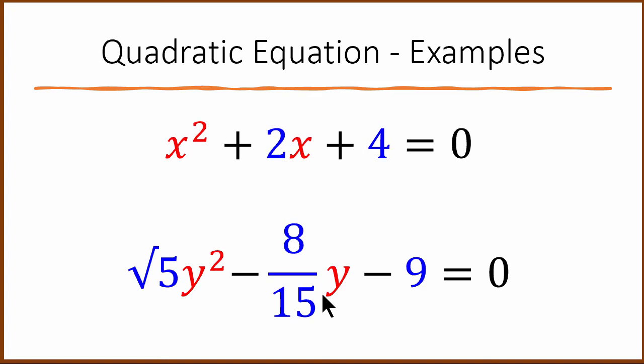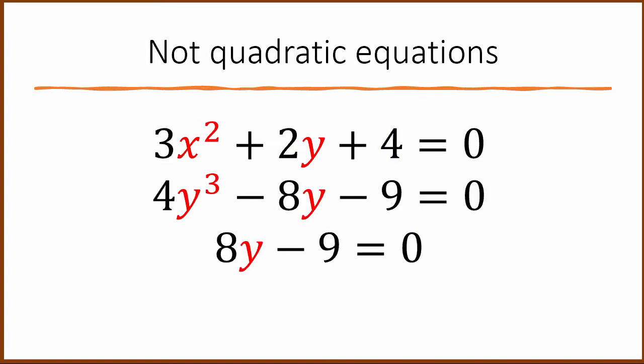Let's look at examples of equations which are not quadratic, and why. These are not quadratic equations, and let us see why. The first one is not a quadratic equation because it has two different variables, x and y. The highest power is 2, so it is like a quadratic equation, but it's not, because there are two different variables. A quadratic equation can have only one.